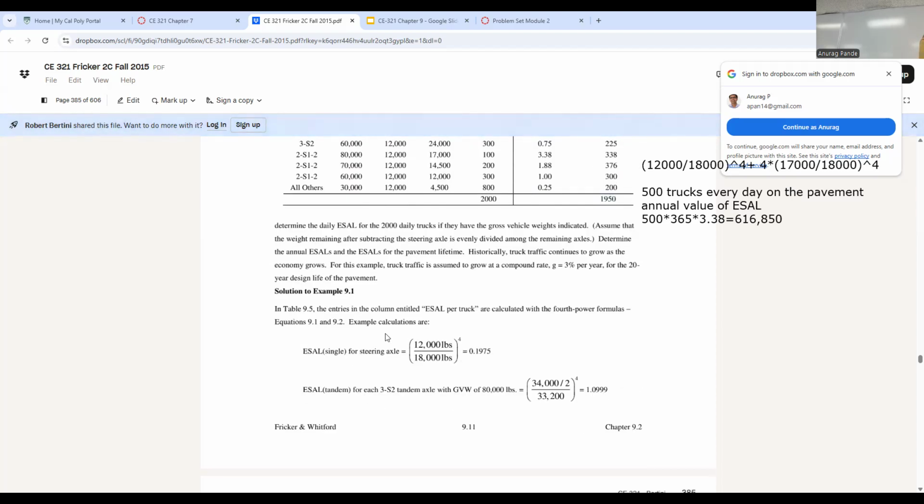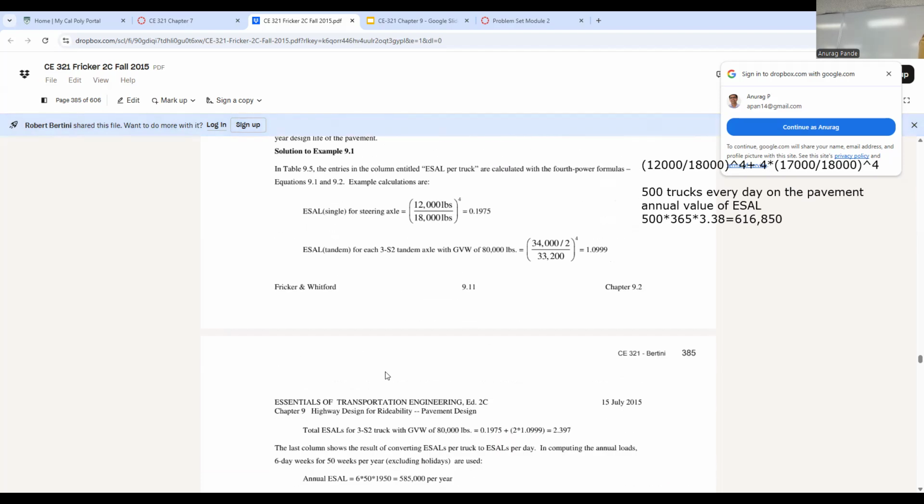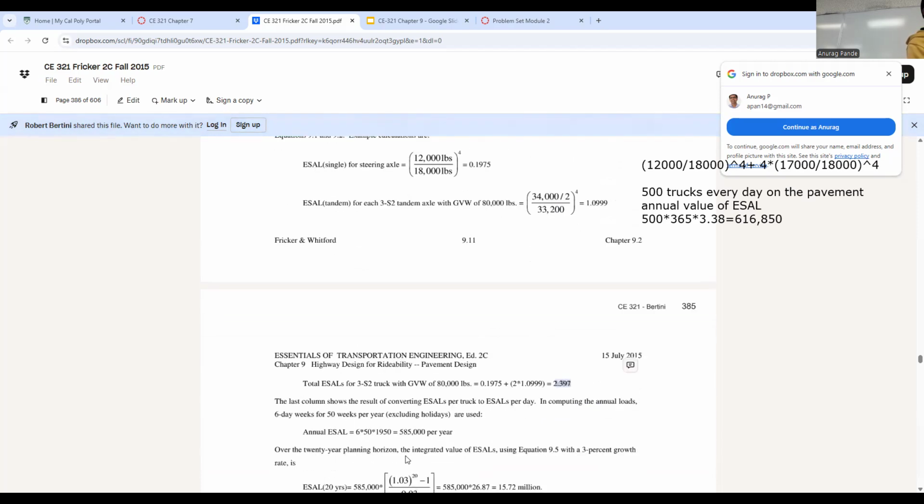So they show you that formula for each of them. So they're saying 34,000 equally distributed into two axles, so 17,000 divided by 33,200. You compute that, and then 0.1975 plus 2 times 1.099. So you can verify any of these computations and calculate your annual ESAL based on that.